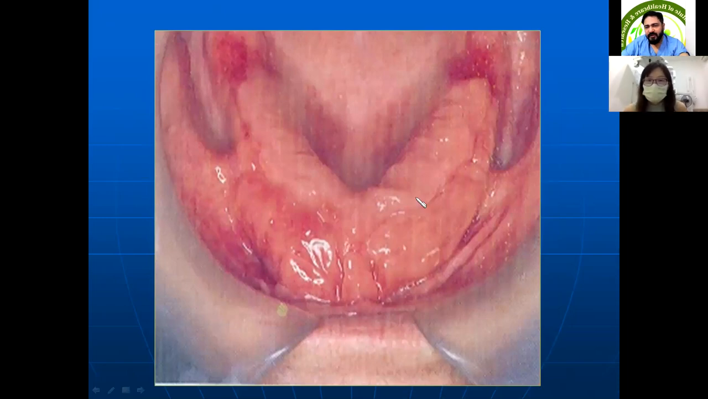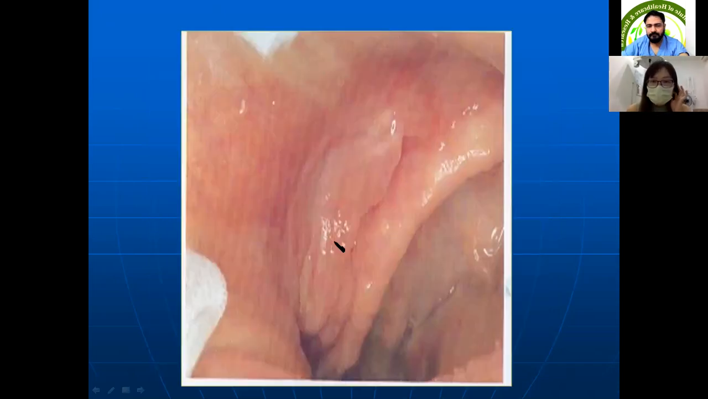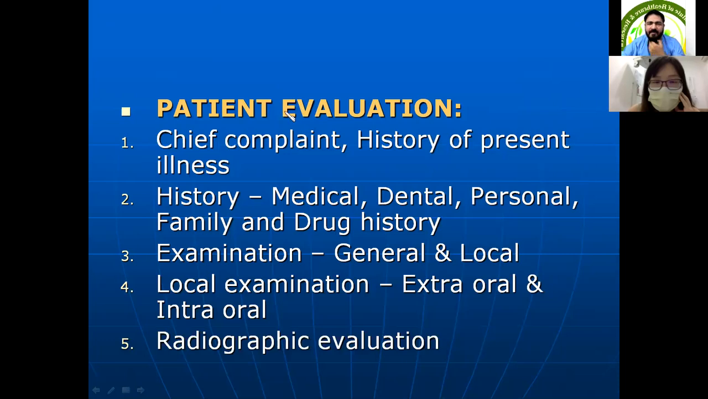Gingival hyperpigmentation or epulis fissuratum. Can you see the arrow? Yes. Now, in patient evaluation: chief complaint, history of present illness, history of medical, dental, personal, family, and drug history, examination, general and local examination. Then in local examination, extraoral and intraoral examination, and radiographic evaluation.